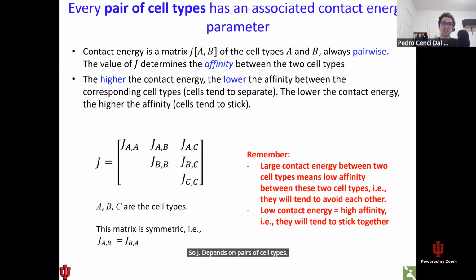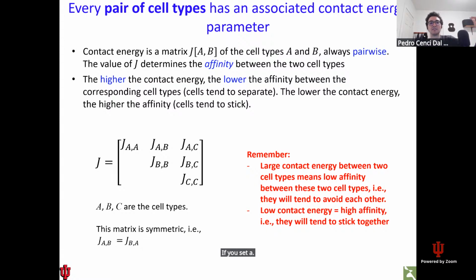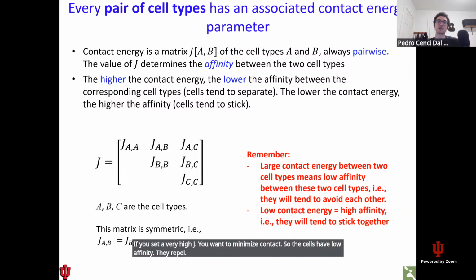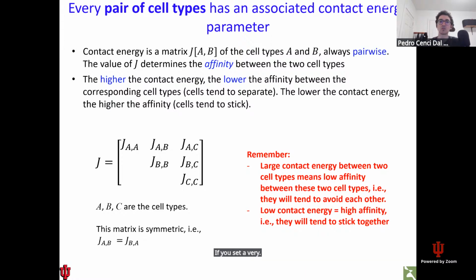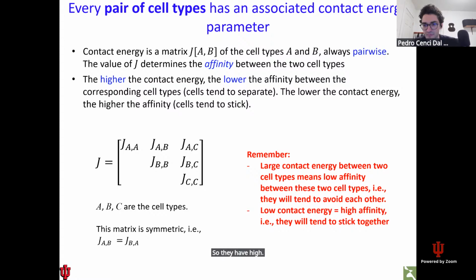The value of J, which can be negative or positive, determines the affinity between these two cell types. If you set a very high J, you want to minimize contact, so the cells have low affinity, they repel. If you set a very low J, low contact energy, the cells will try to stick together, so they have high affinity. I like the word affinity here.